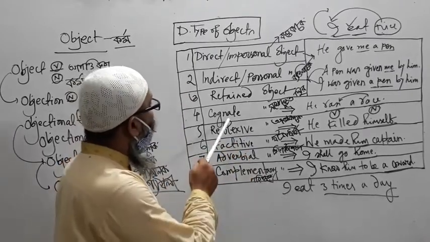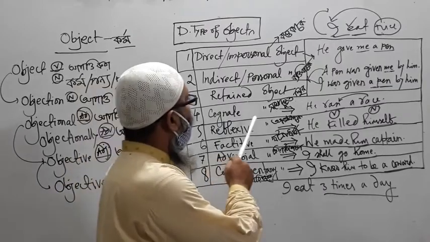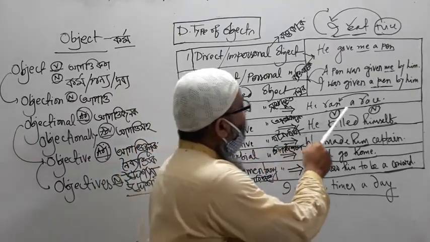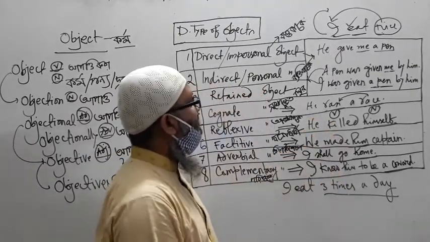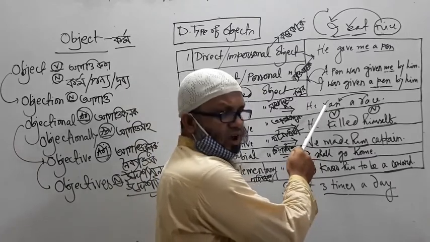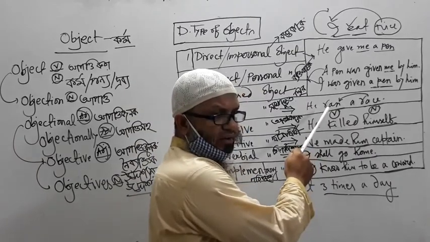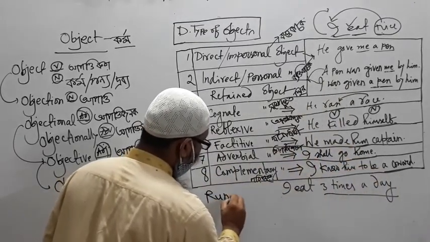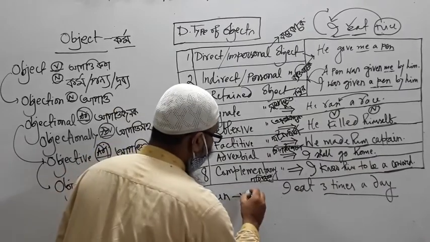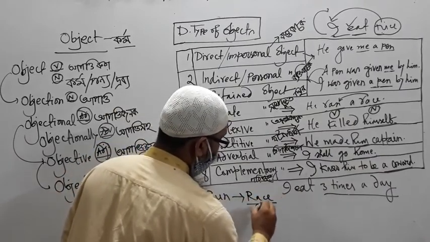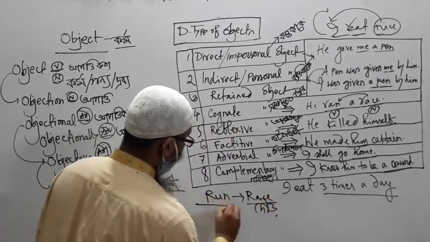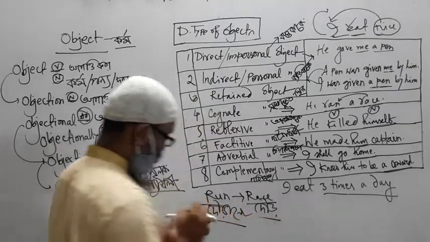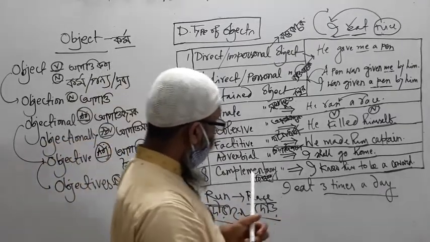Okay, now come to cognate object. The Bengali meaning of cognate is সমুদ্ভূত, originating from the same class. He ran a race. Okay, see that ran means run. Run is a verb, and its noun form is race. Okay, দৌড়, and it is দৌড়ানো. Okay, দৌড়ানো or দৌড়. I think you have understood.